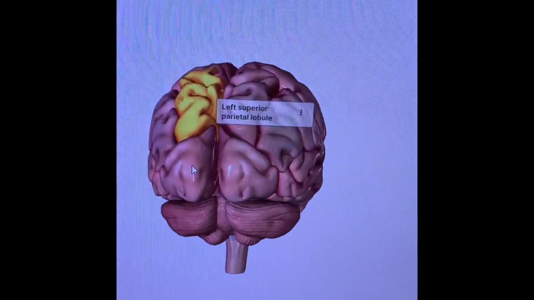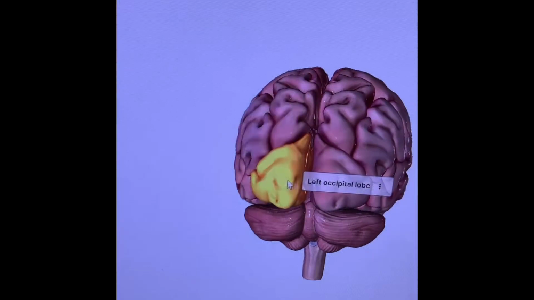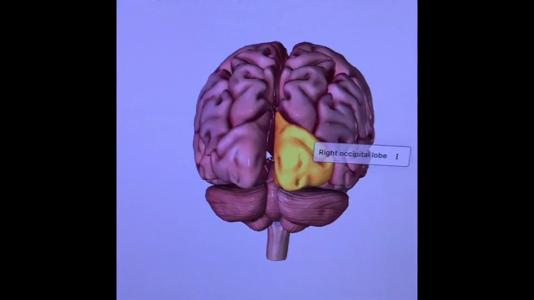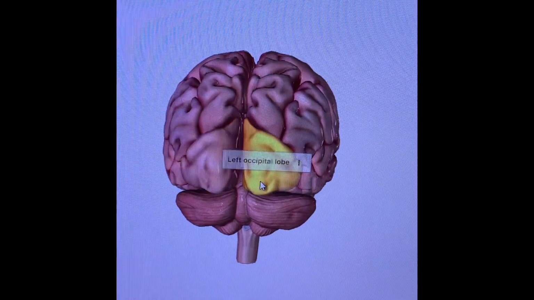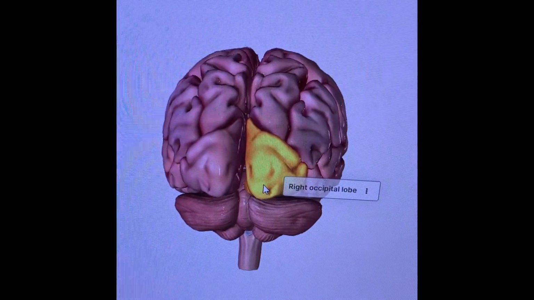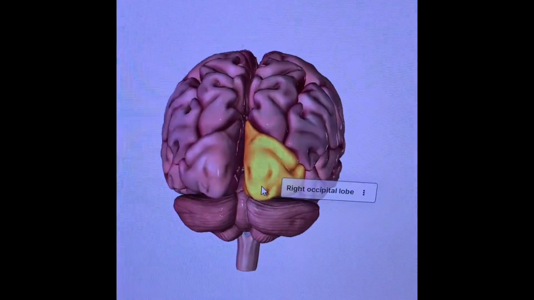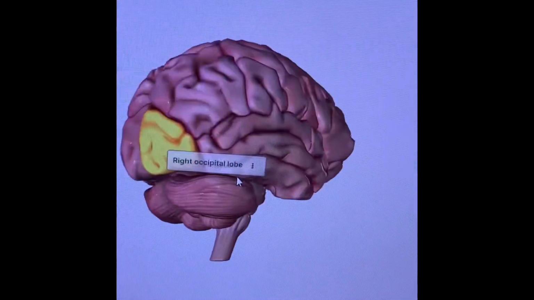Then we have your occipital lobes. You have your left side and your right side. So you have a left occipital lobe and a right occipital lobe. This region processes visual information.